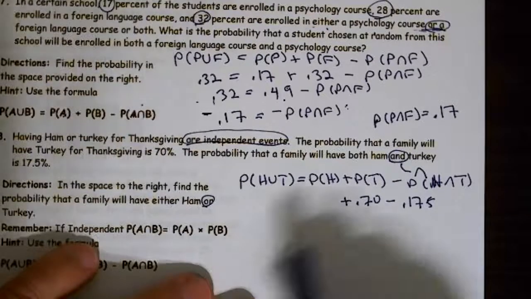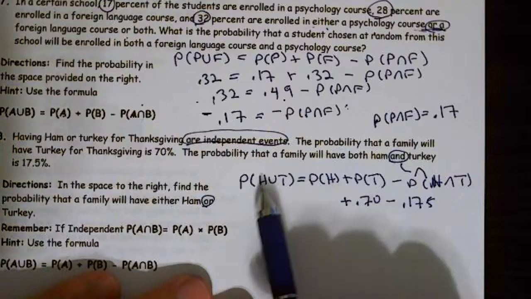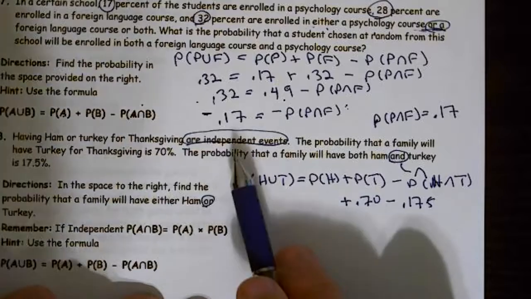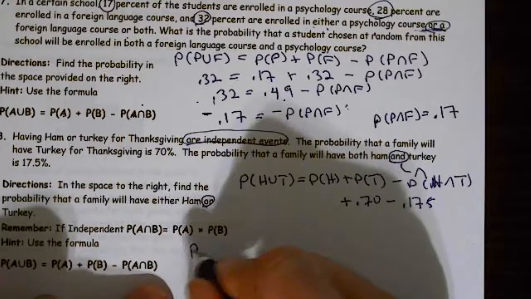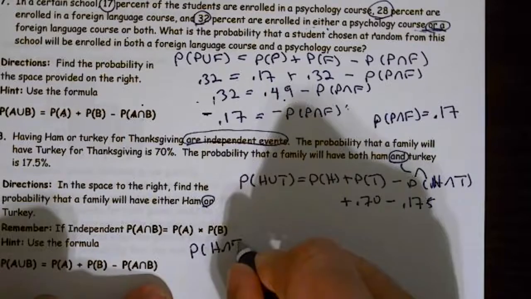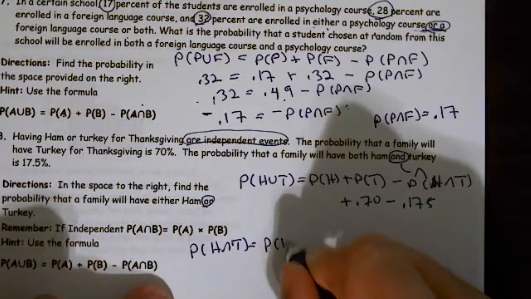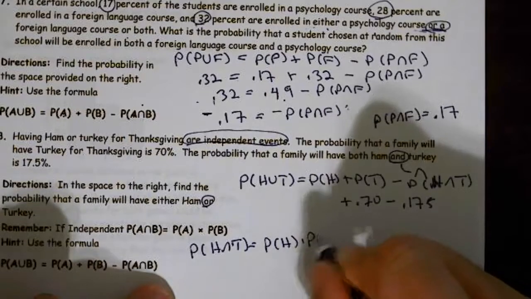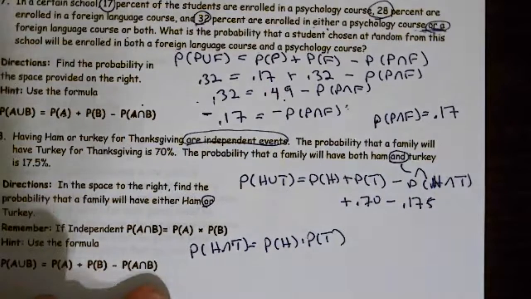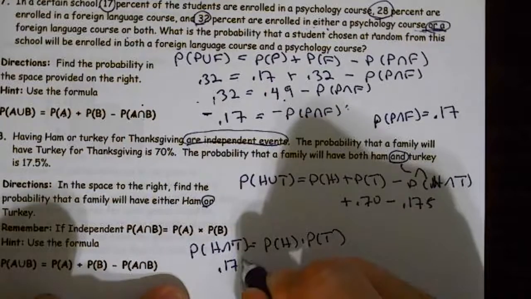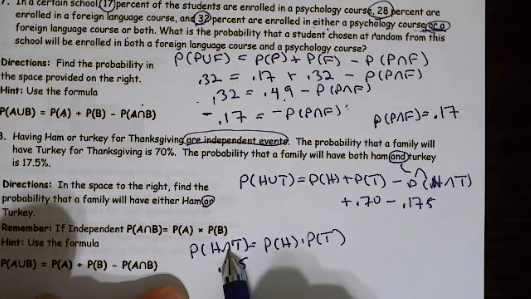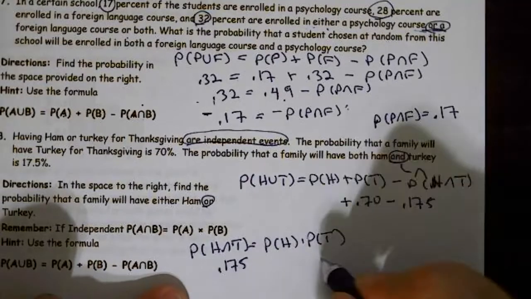The problem here is I don't have ham and I don't have this, so I'm missing two things. So I need to figure out how I can find the two things. But they gave me a hint. They told me they were independent. That means the probability of ham and turkey equals the probability of ham times the probability of turkey. We know that the probability of having both is 0.175. We know the probability of a turkey is 0.70.